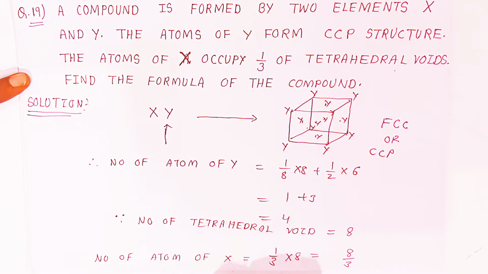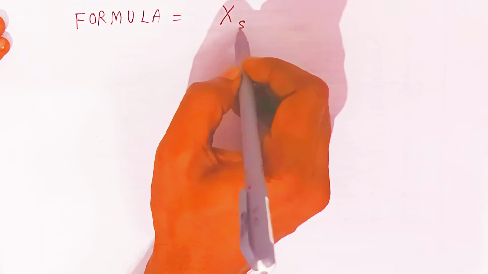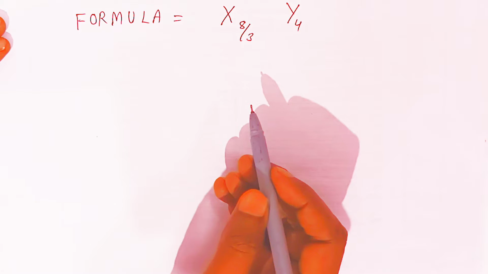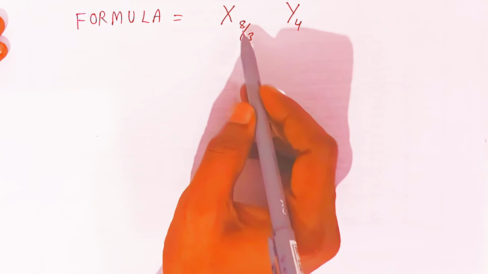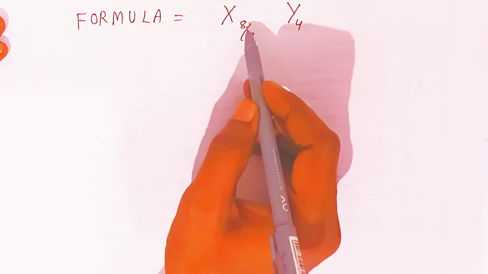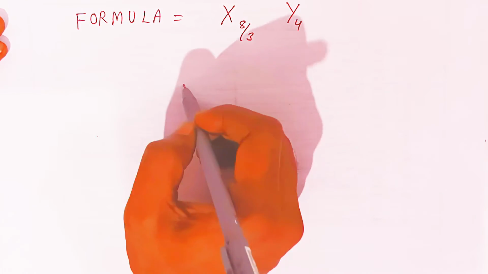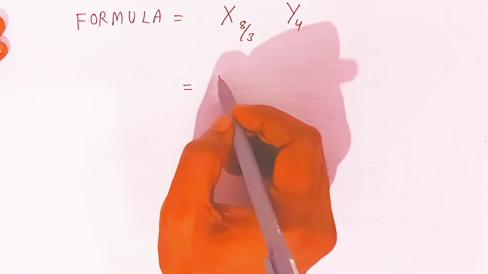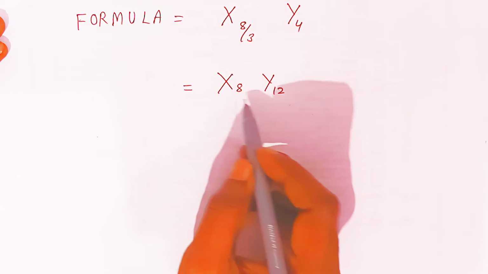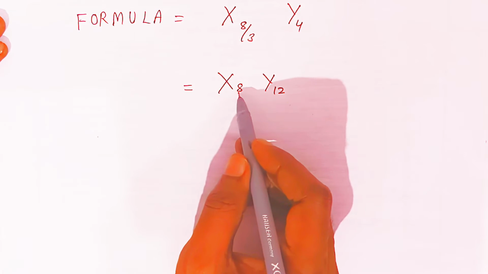Understanding students? Now what will be the formula? The formula of the compound will be X 8/3 and Y is how much? You have 4. So this is the formula, students. Now because this is in fractional form and we want whole numbers, you have to multiply both 8/3 and 4 by 3. So it will be 8, and Y will become 12.